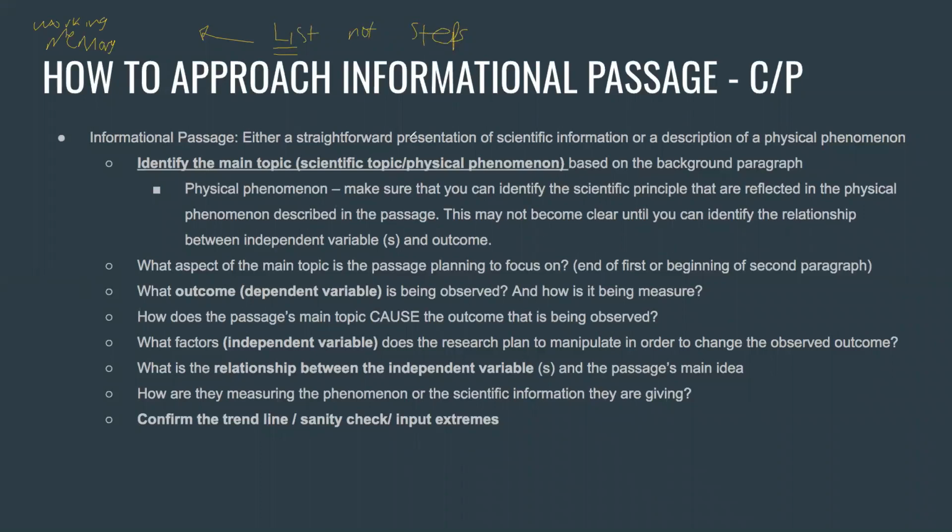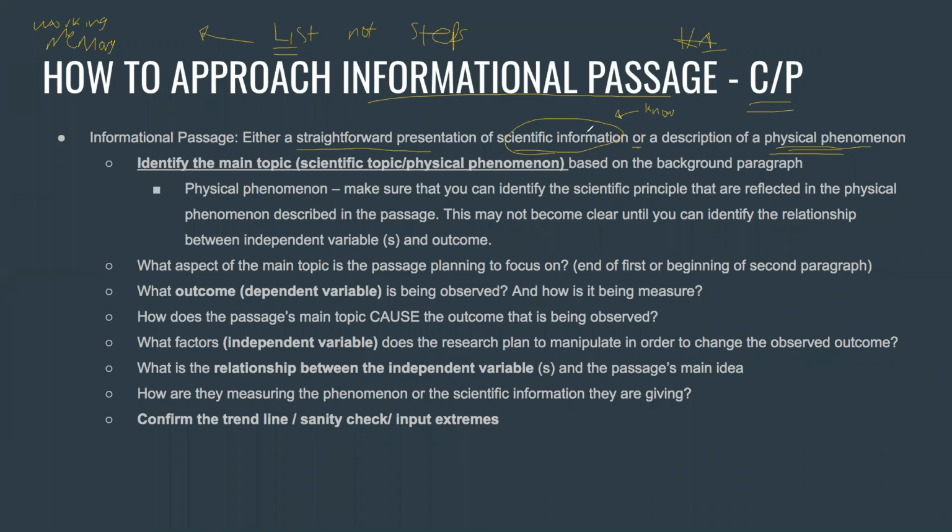So for ChemPhys, the number 1 passage type is going to be an informational passage. That's going to be a straightforward presentation of scientific information that you already know, or, and this is where it gets tricky, a physical phenomenon that can be described or understood by some specific information that you should already know.